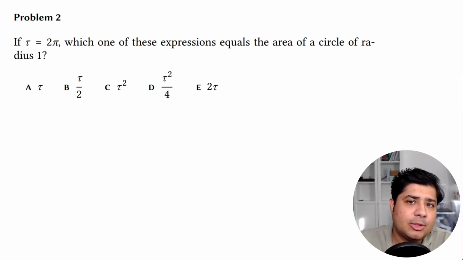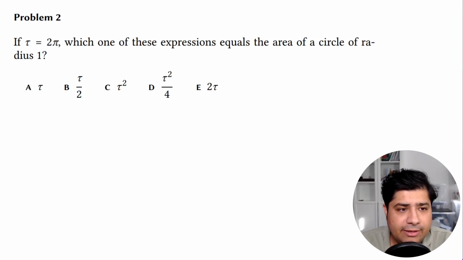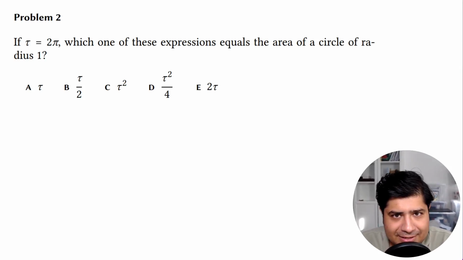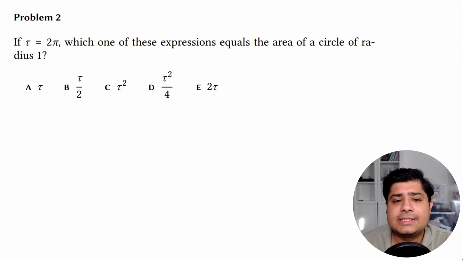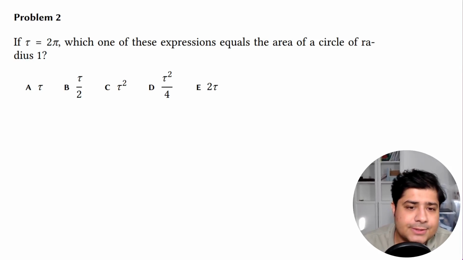Okay, let's look at problem number 2. If, and then there's a weird symbol that you probably haven't seen before. It's called tau, T-A-U, is equal to 2 pi. Which one of these expressions equals the area of a circle of radius 1?